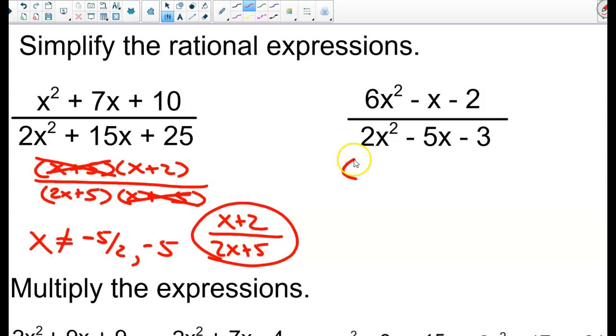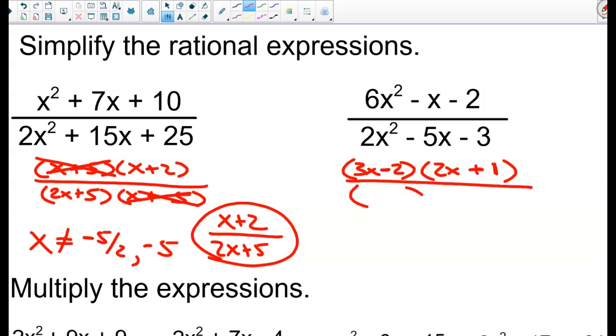So here, my factors of 6 are 3x and 2x. My factors of 2 are 2 and 1. But I can't put the 2 here, that would give me a GCF. So I've got to put the 2 here and the 1 here. It's a negative 2 and I need a negative x in the middle. It means this is going to be a negative sign, this is going to be a positive sign.